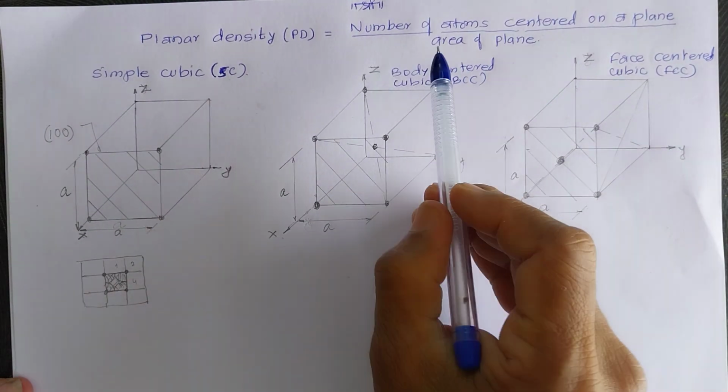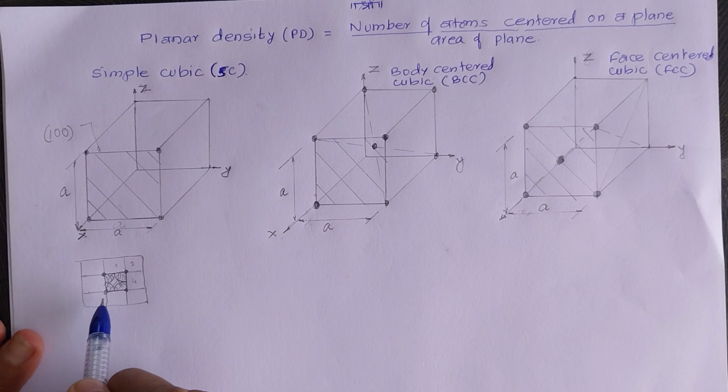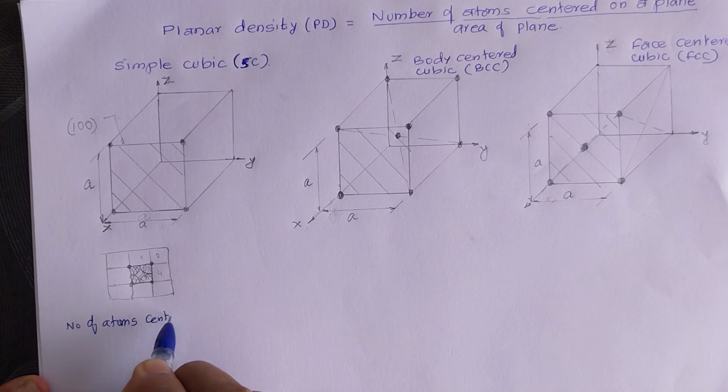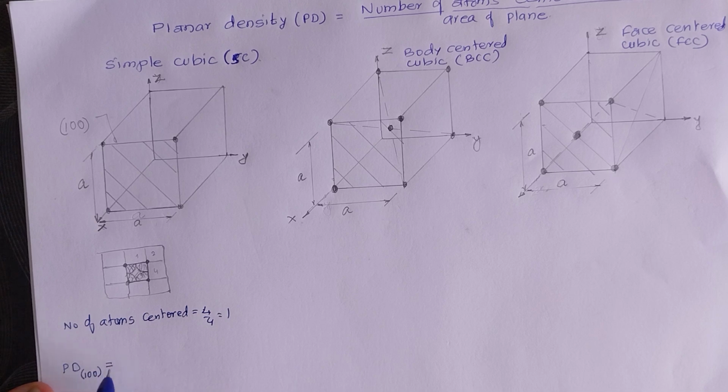When we talk about the number of atoms centered on a plane, you will find that there are 1, 2, 3, 4 atoms that are centered, and each of them contributes 1/4 of an atom. Hence, the number of atoms centered is equal to 4 by 4, that is 1. And in this case, therefore, the planar density of the 100 plane in a simple cubic structure will be 1 upon A square. A square is the area.